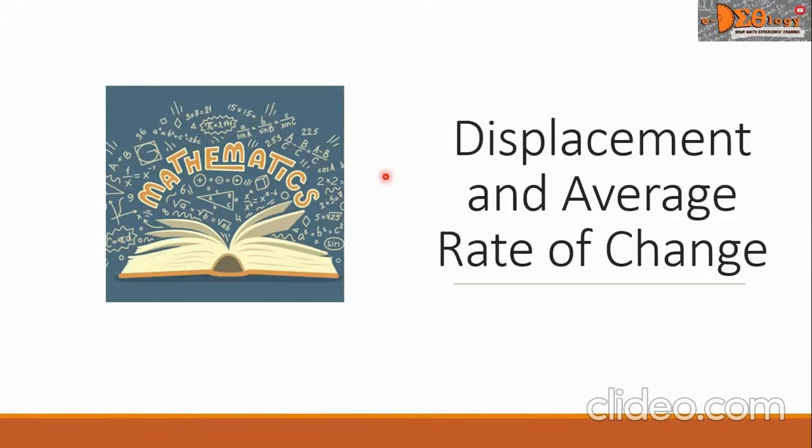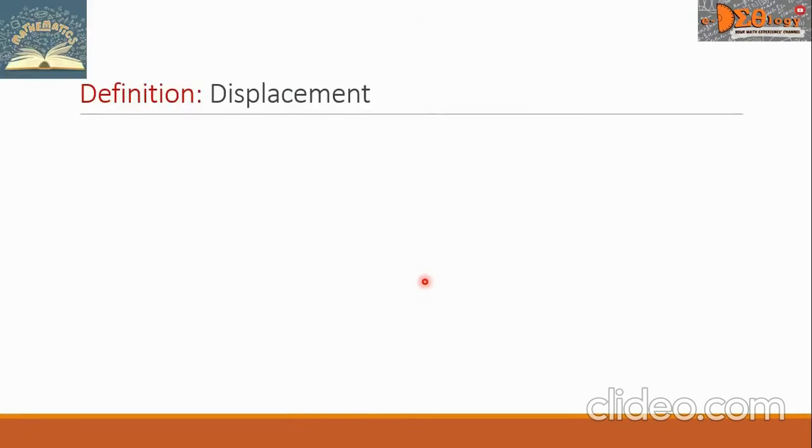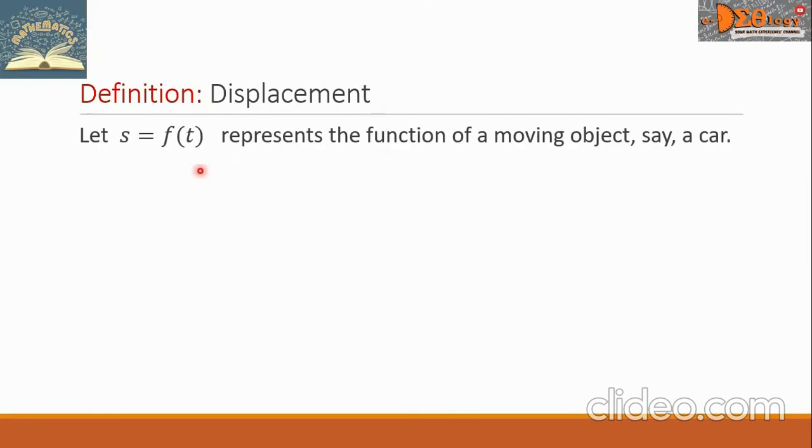Hi everyone. Today we're going to study displacement and average rate of change. First, let us define displacement. Let S = f(t) represent the function of a moving object, say a car.